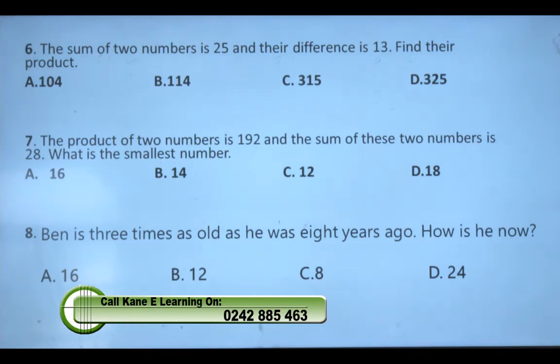Question 8 is saying Ben is 3 times as old as he was 8 years ago. Sorry, it's supposed to be: how old is he now?